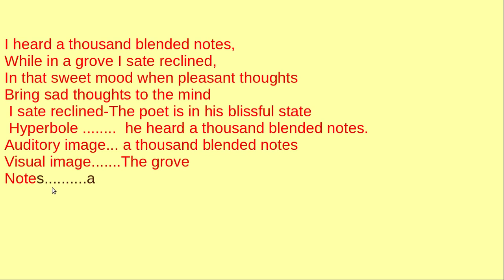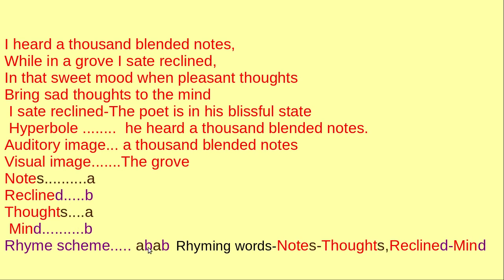Next, you see these last words: notes, and then reclined, then thoughts, and then mind. Notes and thoughts have the same sound, so A. And reclined and mind have the same sound, B. So the rhyme scheme is A-B. The words which end in the same sound are called rhyming words. You know that? Notes and thoughts, reclined and mind. I think you got all these things.